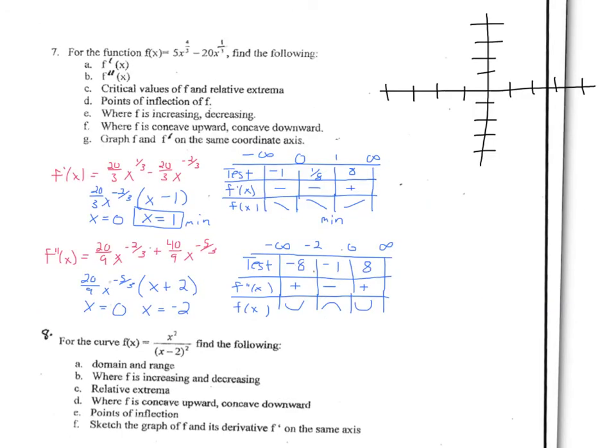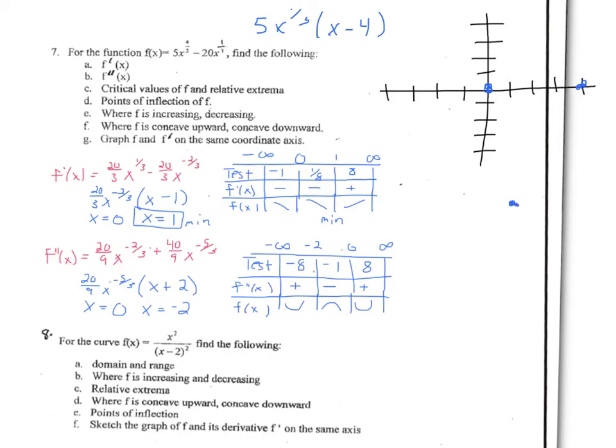So before I graph, I'm just going to find the x-intercepts really quick. For my original function, I'm going to factor out a 5 and an x to the 1/3. So I'll be left with an x minus 4. So I'll have two x-intercepts at 0 and at 4. And then I know that I have a minimum at 1, so I want to plug 1 in. And I have a minimum at (1, -15). So way down here, I'll have a minimum.